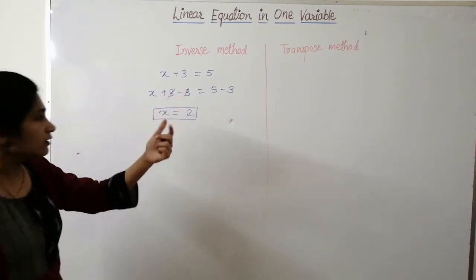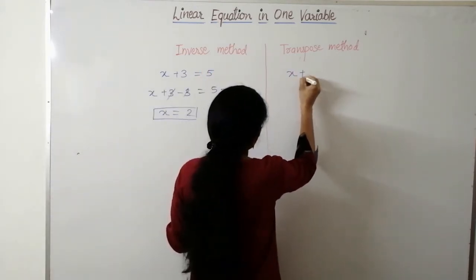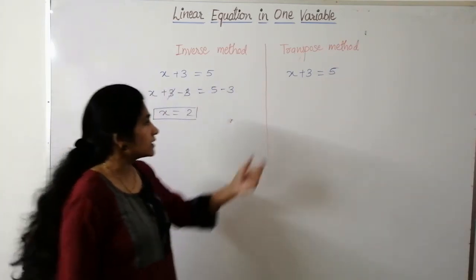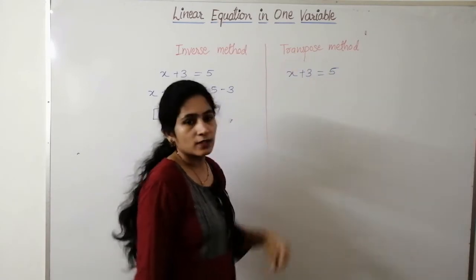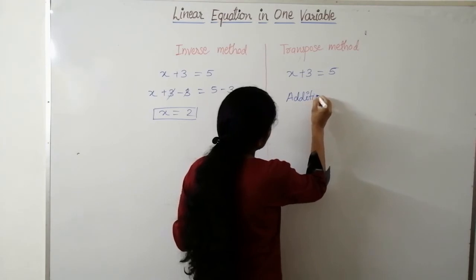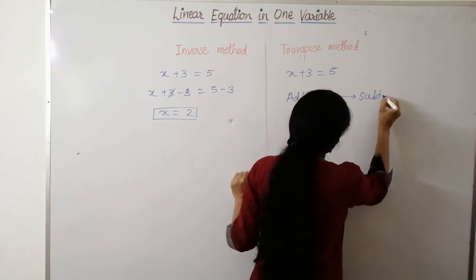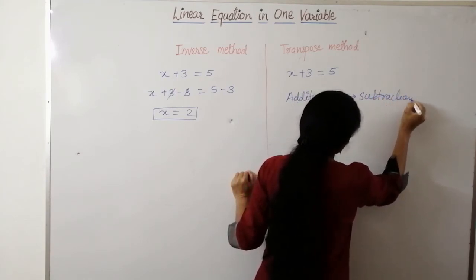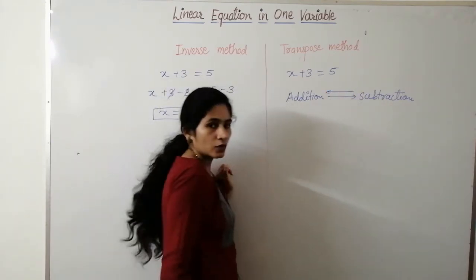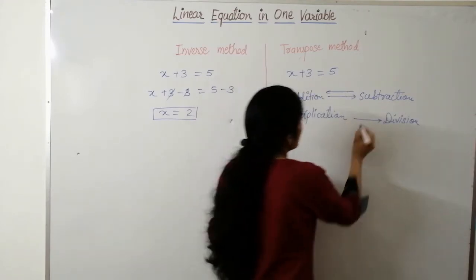Let's move on to the transpose method. Now the same equation we'll solve using transpose method. x plus 3 is equals to 5. Before moving further, let's discuss some of the rules to use transpose method. See, in transpose method, the addition becomes subtraction. And subtraction becomes addition. Okay. Multiplication becomes division. And division becomes multiplication.